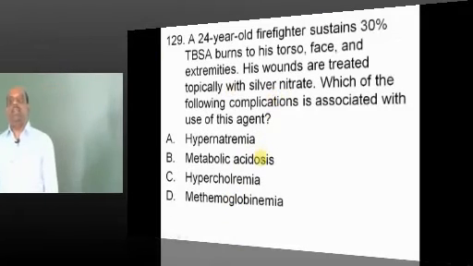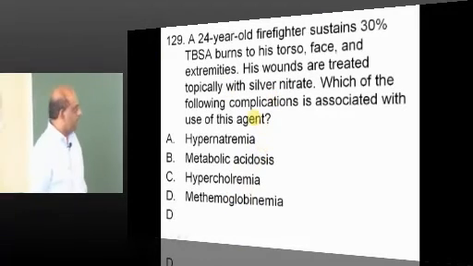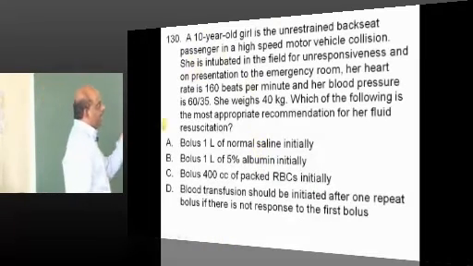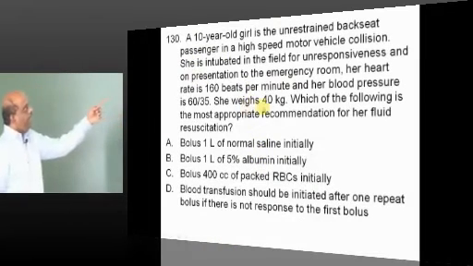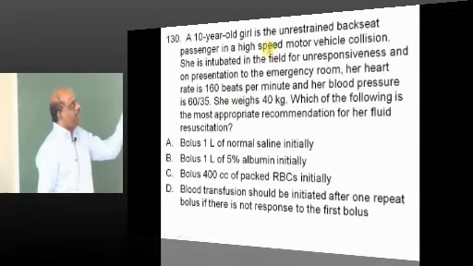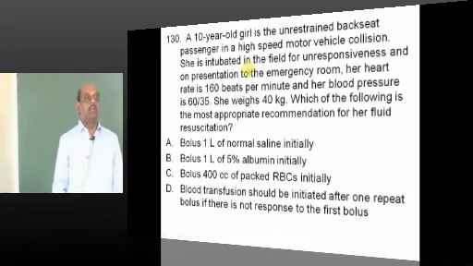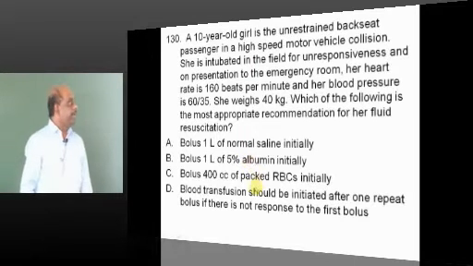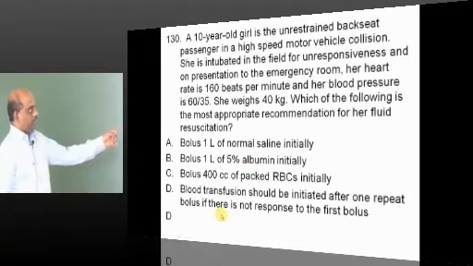24-year-old receiving silver nitrate. What is your answer? D. Methemoglobinemia. 10-year-old girl, 40 kgs weight, what is used for fluid resuscitation? First volume replacement.